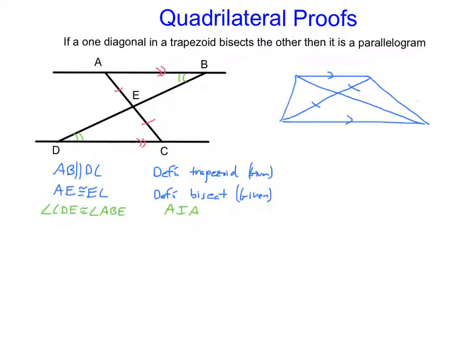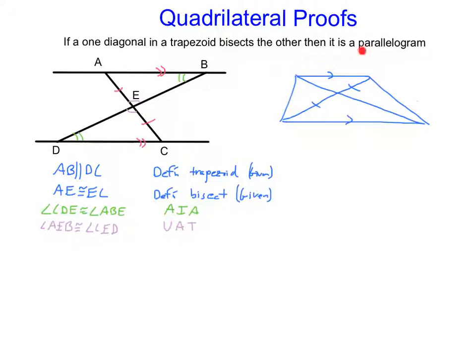Now, what other angles do I have? In the middle, we're going to have those pink angles, AED and CED, and that is true by the vertical angle theorem. And that's enough to prove the congruency of the triangles.